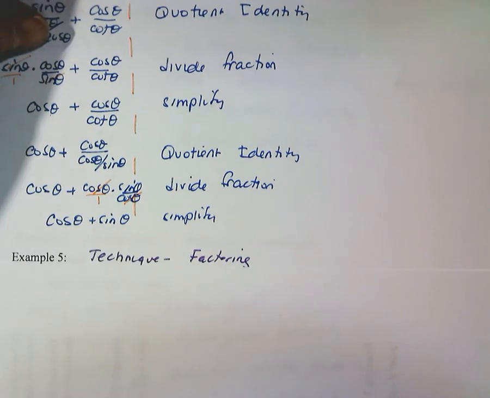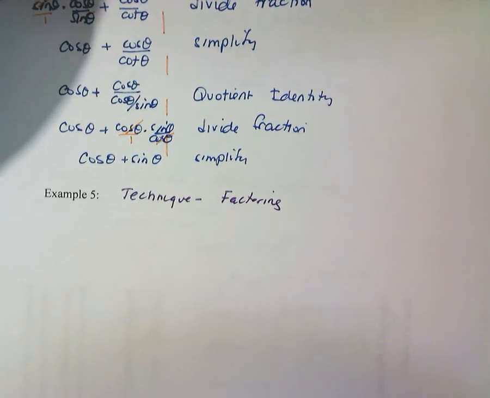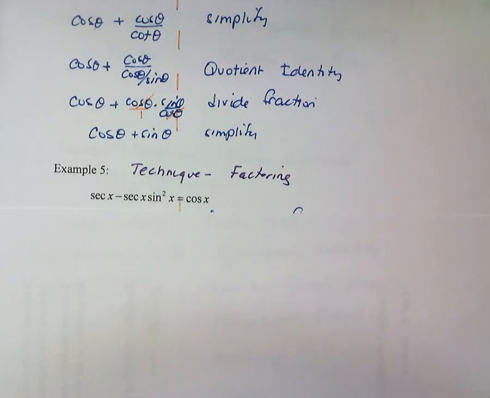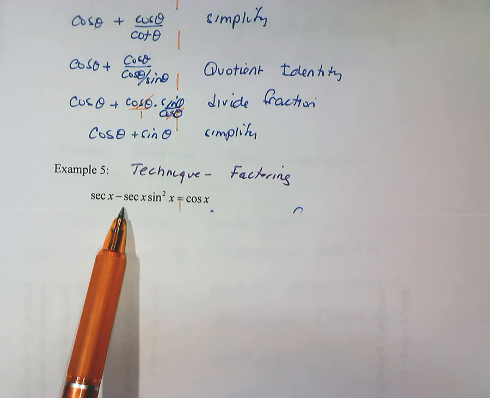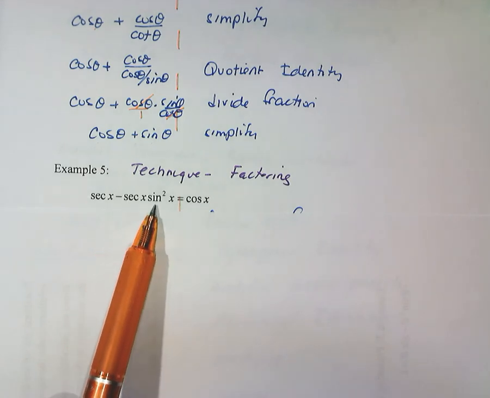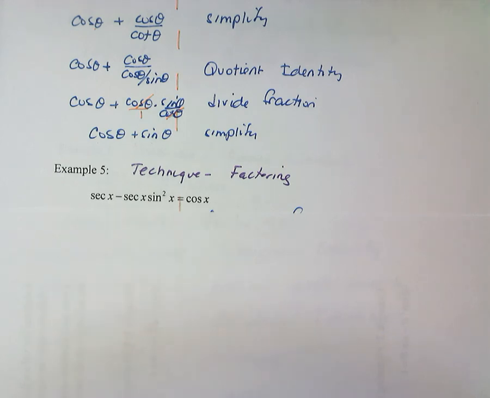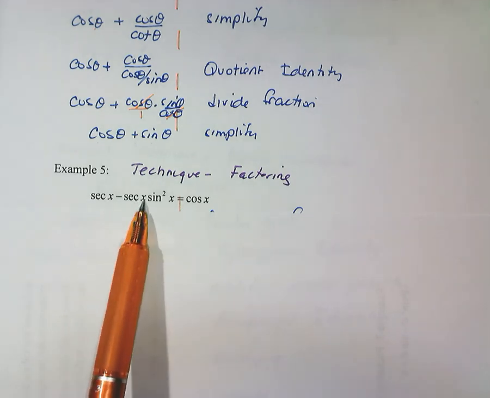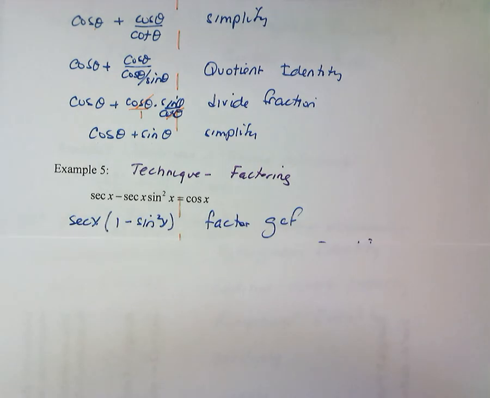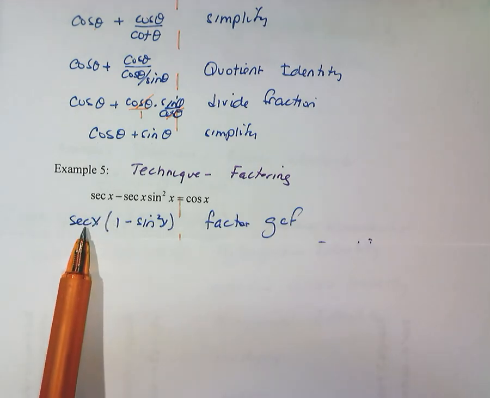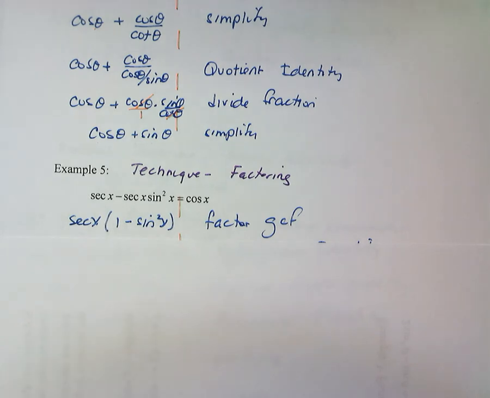The next problem I have, I'm going to use the technique of factoring. And you have to be very confident in factoring to be able to understand it with these problems. So I've got secant x minus secant x multiplied by sine squared x. And I want it to equal cosine x. So this is a lot more complicated to come down to something that is a lot less complicated. Secant x is common in both these, so I can factor my greatest common factor, which is secant x. And I'm left with 1 minus sine squared x.